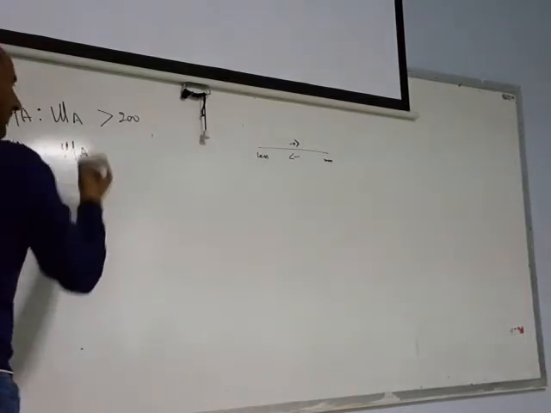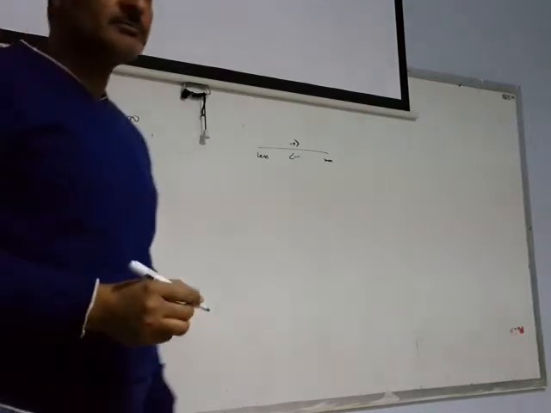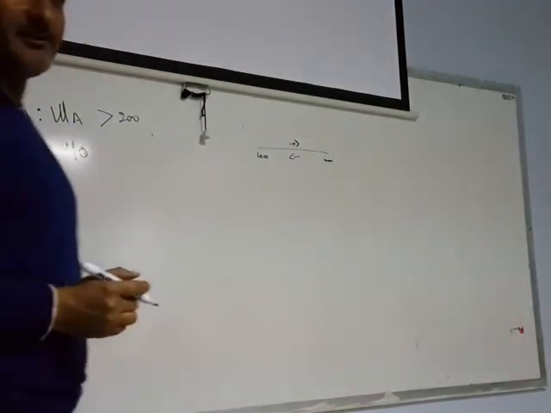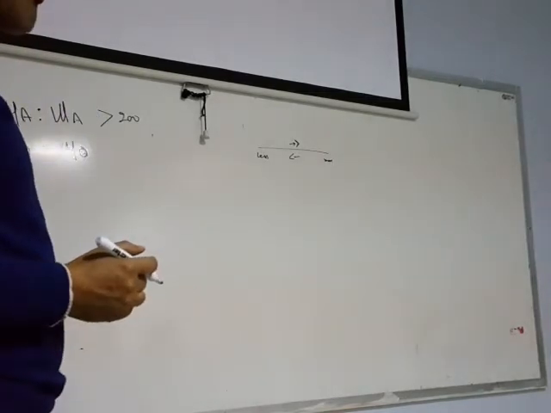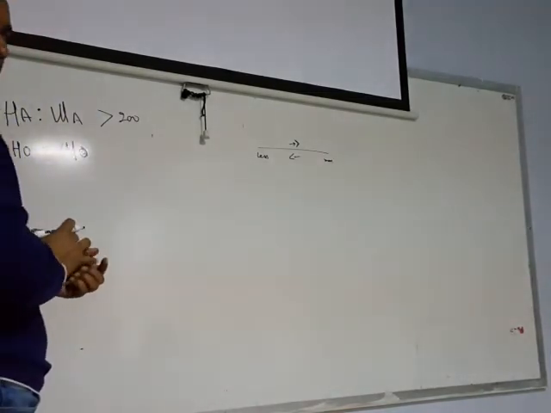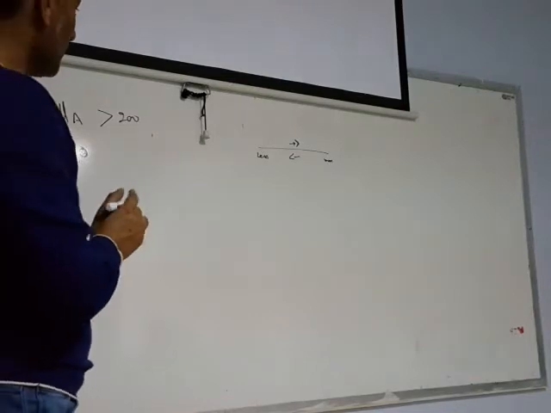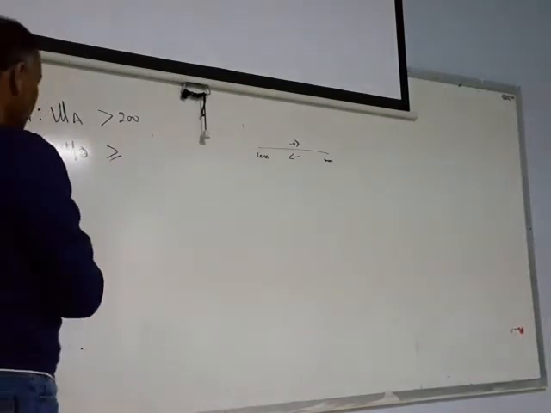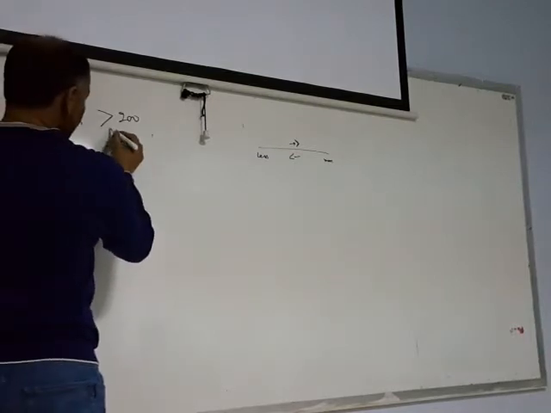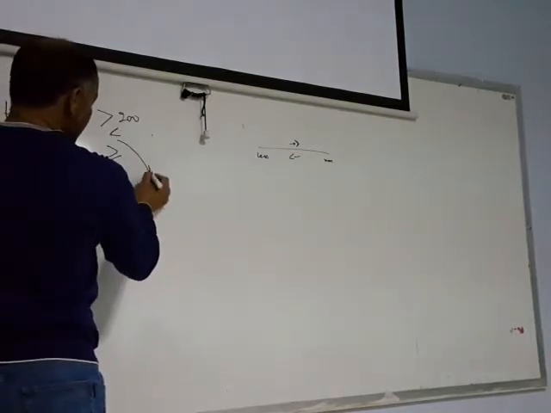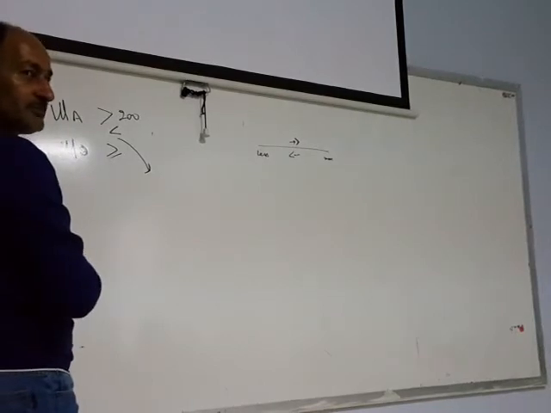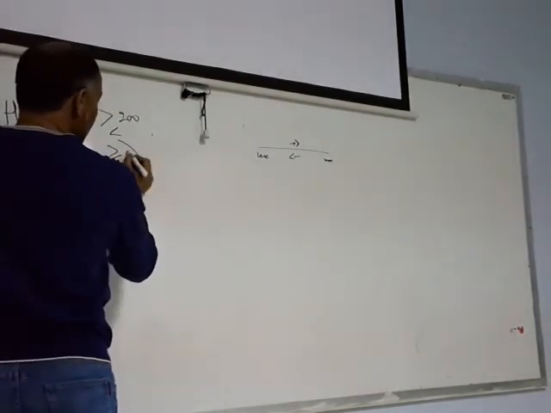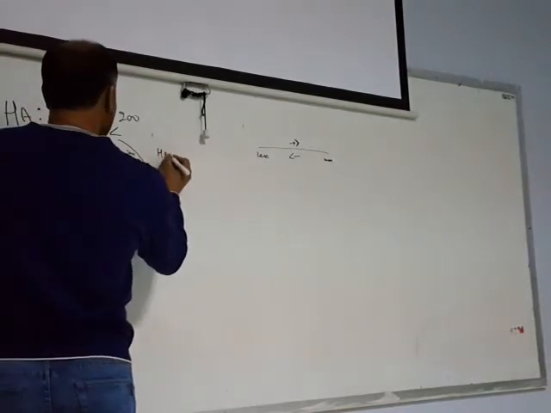Okay, zero. Then more or equal. There is an equal sign. It's more or equal, so I can put it like this. If I have now less, then what should I put? Less or equal.